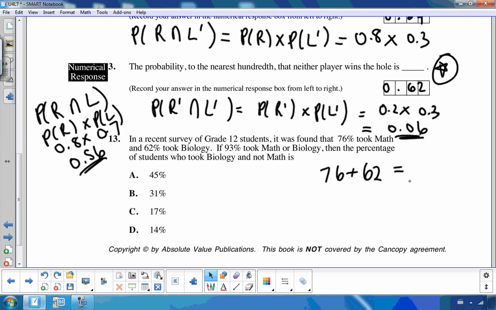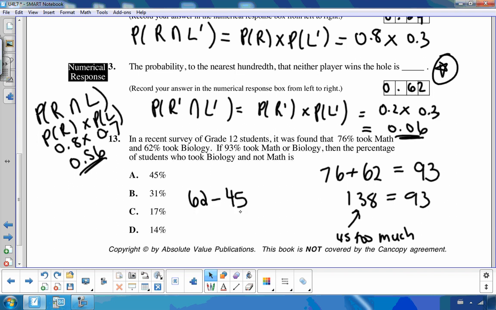That should add up to the 93 if there's no overlap. Okay, if you can't take both. Clearly that's not going to happen. So this is 138 and that's 93. So they're not equal. So that means that there is 45 too much. So that's the overlap, which is both. So the ones that took only bio would be all the students taking bio, subtract that overlap of 45, which is the students that took both, and then you would get 17%.